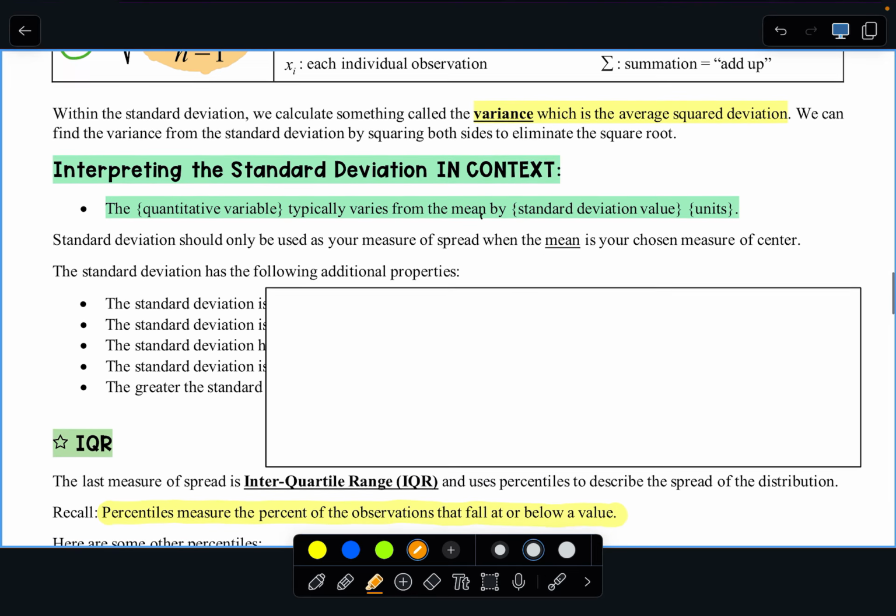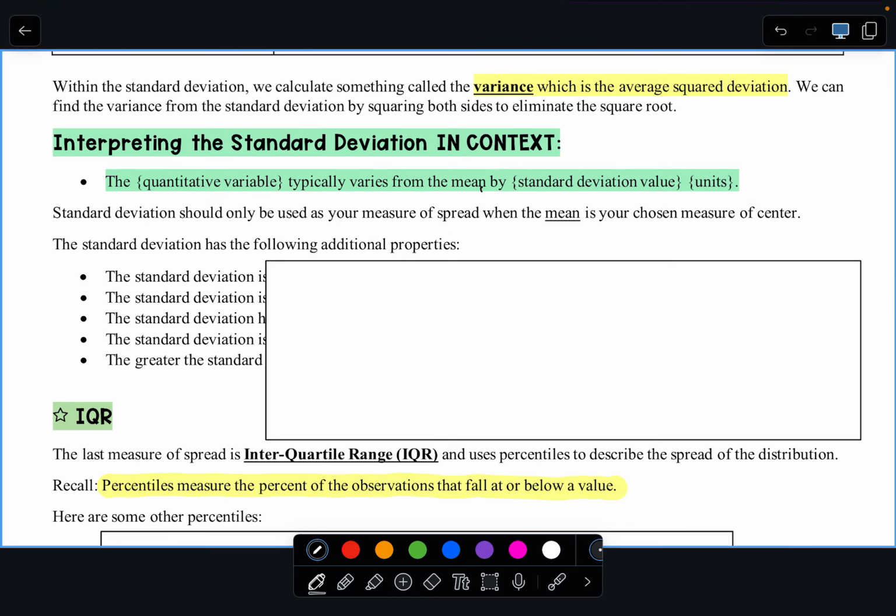Now, what I will have you do, because I will get questions, if you are asked to interpret the standard deviation, and you most likely will be asked to interpret a standard deviation, this is the sentence stem I would use every single time. So back to my siblings. The number of siblings in second period AP statistics varies from the mean by, what did I say, 1.8 siblings. So it's literally a fill in the blank.